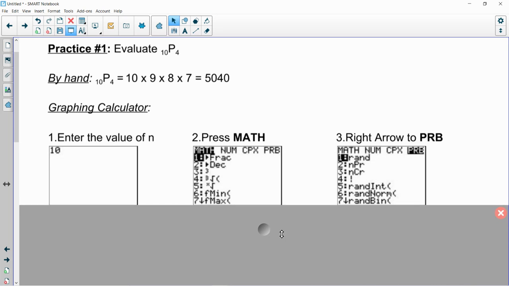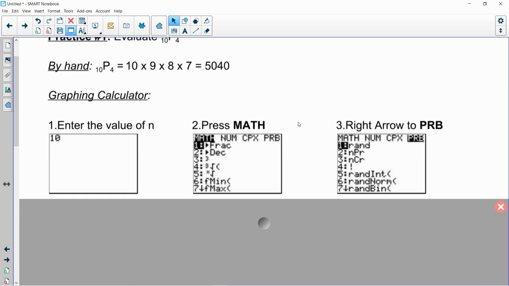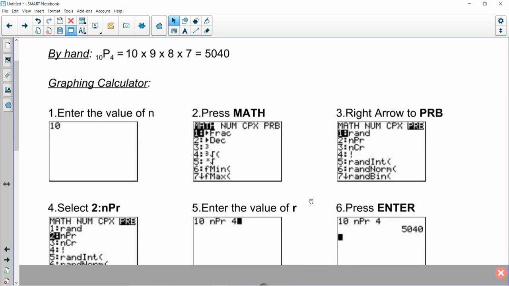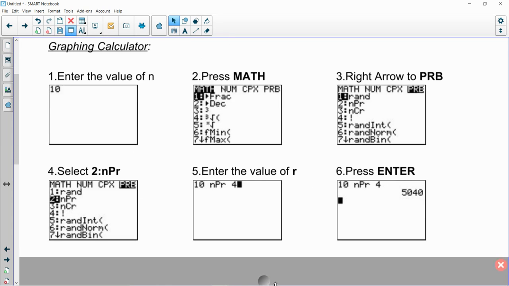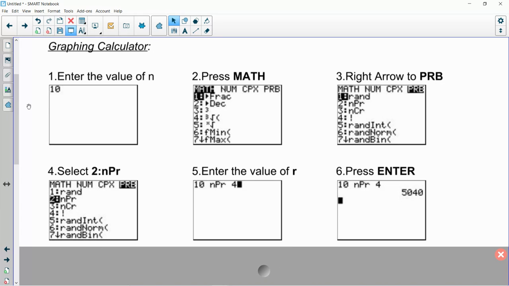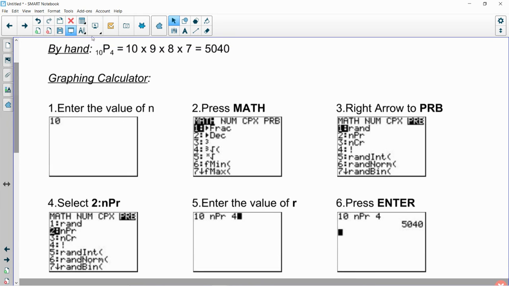So I have given you some screenshots for my calculator showing you what we need to do. Here we are. Okay. So our problem was 10P4. Now, here's the thing we want to remember. Whatever number comes on the left of P, you have to type that in the calculator before you do anything. First, you put in your 10.